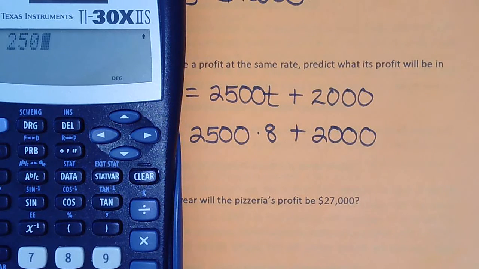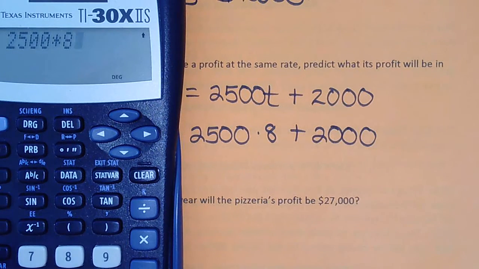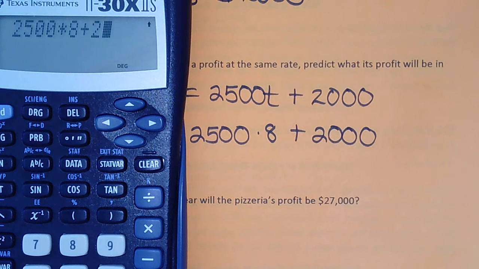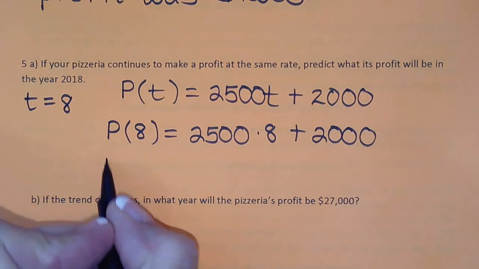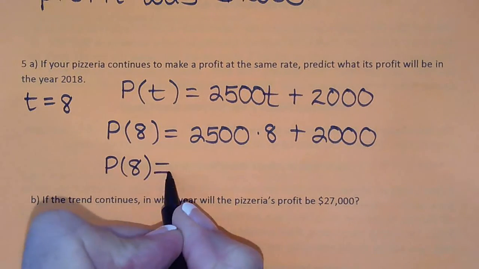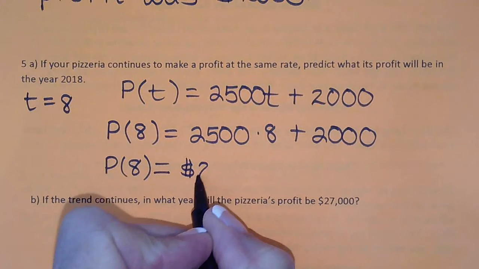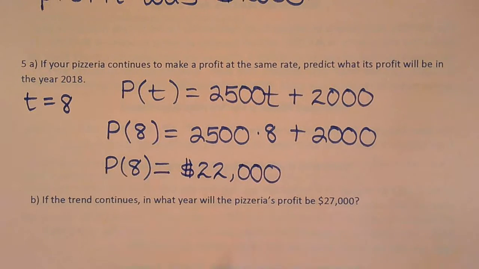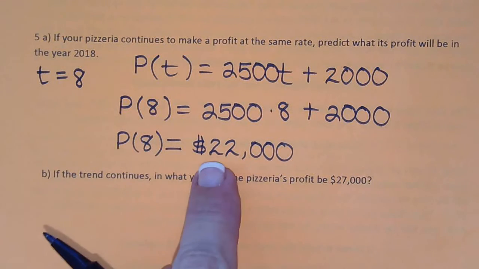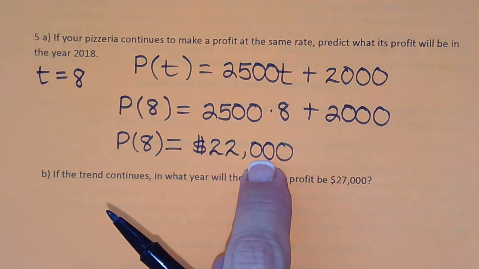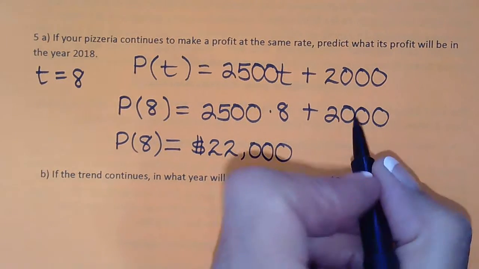So 2,500 times 8 plus 2,000. So they're going to have a whopping $22,000 profit. P of 8 equals $22,000. So don't forget your dollar sign. So usually we have you write a sentence. So let's go ahead and write a sentence for this one. So in 2018, the pizzeria's profit will be $22,000.